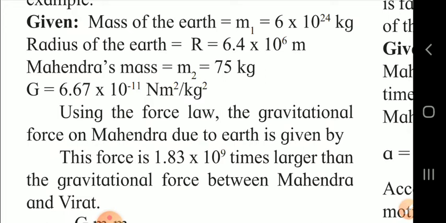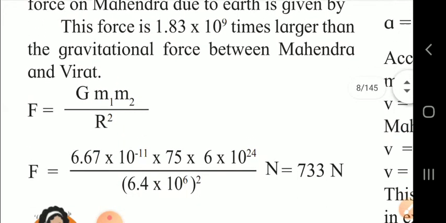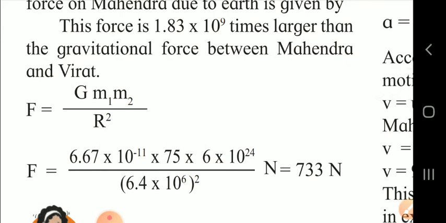So here children, we can see F is equal to G m1 m2 upon r square. R is the radius of the earth. So F is equal to G, the value of G we know, 6.67 into 10 raised to minus 11, into m1 which is 6 into 10 raised to 24, into m2 which is 75, upon 6.4 into 10 raised to 6 whole square. So F is equal to 733 Newton.